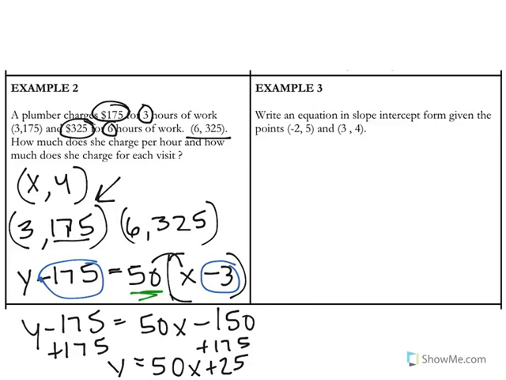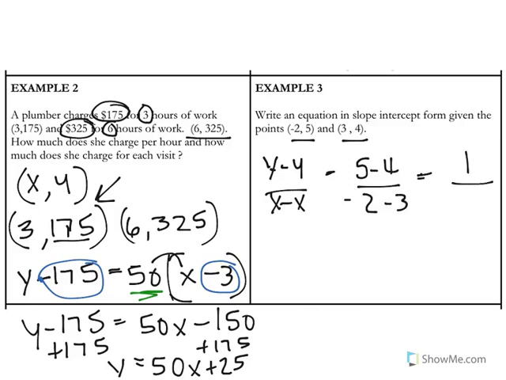Write an equation in slope-intercept form given the points -2, 5, and 3, 4. Okay. This isn't a word problem. We do the same thing. Y minus y over x minus x. 5 minus 4 over -2 minus 3. 5 minus 4 is 1. -2 minus 3 is -5. Our slope is -1 over 5.